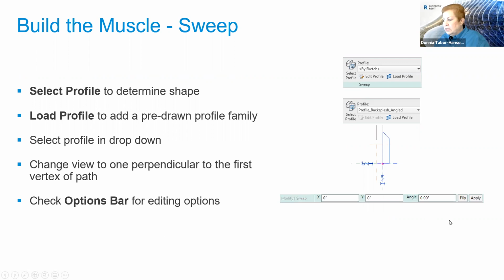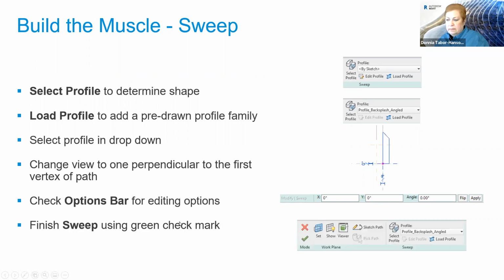You do have different things on the options bar. You now have a flip that you can use if need be. You can move it on the X and the Y if need be. Then you finish your sweep using the checkbox. Now, which way the path is drawn matters.